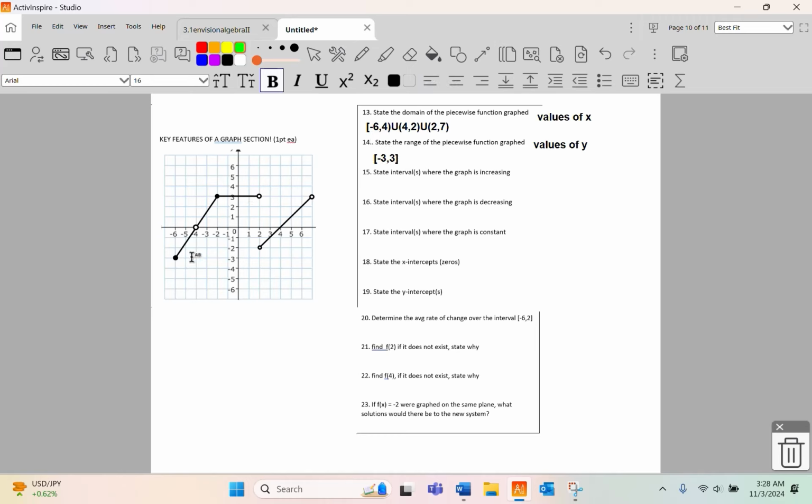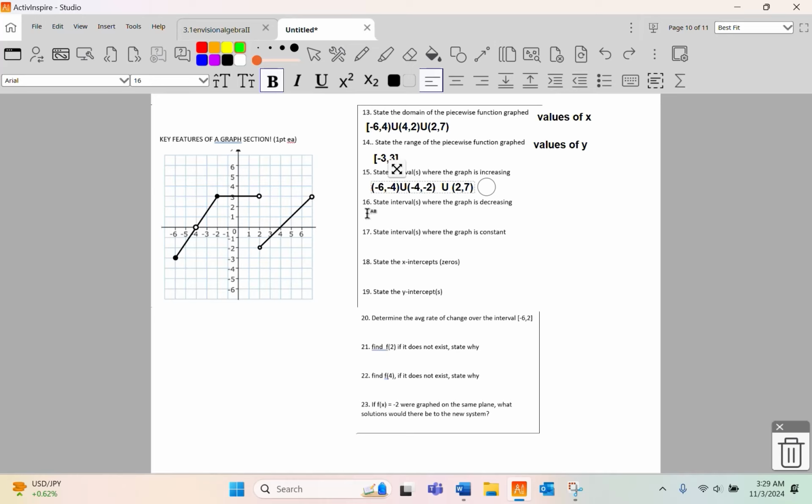Say the intervals where the graph is increasing. The graph is increasing from -6 all the way to 3. You can make an argument about this, but it's also increasing over here. So let's go -6 to -2. And I guess technically we should say -6 to -4, union with -4 to -2. And we're also increasing from 2 to 7.